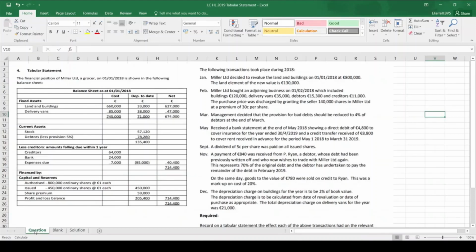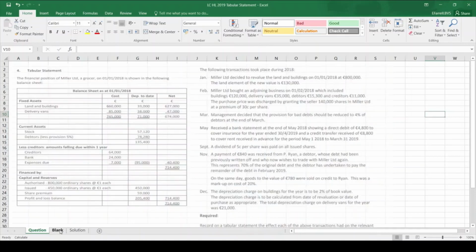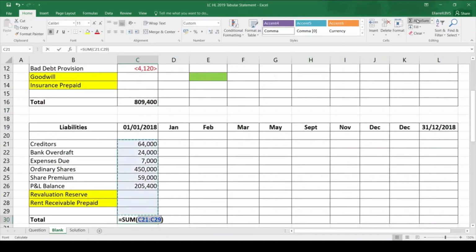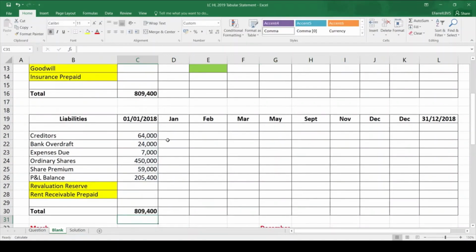Then if we go back to the question, we put in the remainder of the figures. Ordinary shares are 450,000, share premium 59,000, and profit and loss 205,400. So they will just go into the opening balances. And again, these in yellow will come into the question later on. There are no opening balances for those. So now we total them and make sure the opening balances add up. Both of them come to 809,400, which is correct.